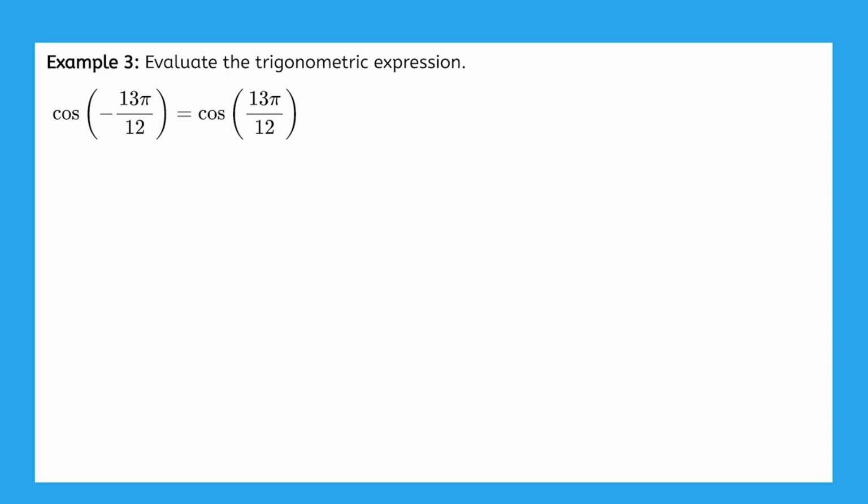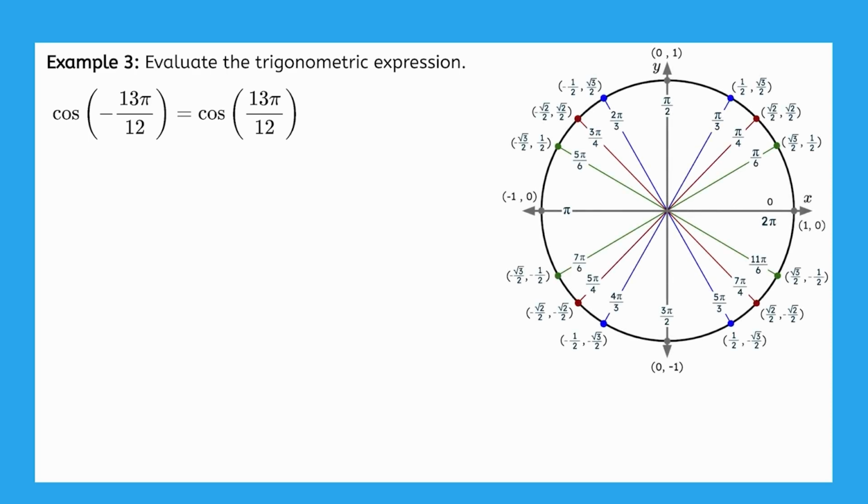Is this one of our special angles? No, so let's check if it's the sum or difference of a pair of our special angles. However, it's not as comfortable to find angles that add or subtract to 13 pi over 12 using radians as it would be using degrees, so let's convert this angle to degrees. Remember, we can do this by multiplying 13 pi over 12 by 180 degrees, which results in 195 degrees.